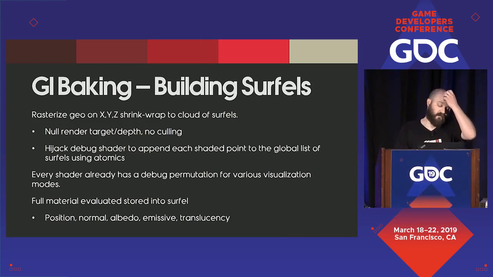So the first step of that GPU baking is to rasterize, essentially shrink wrap the geometry in the scene into circles, which contain the actual material properties, position, normal, color, etc. And we use the rasterizer to do this. We just don't bind a render target. We don't bind a depth target, no culling, and we just simply use it to go sample a bunch of positions on triangles for us. And then we use a global append buffer to build this big global list of circles.